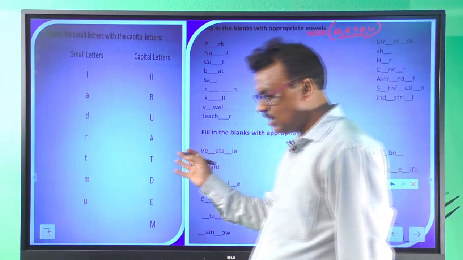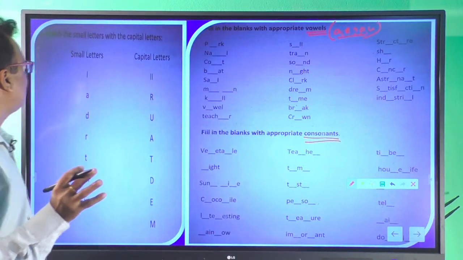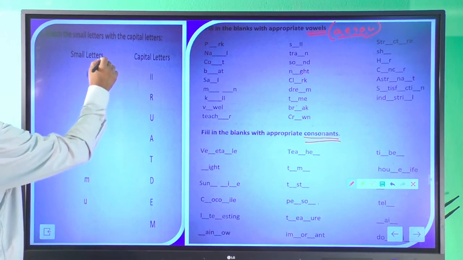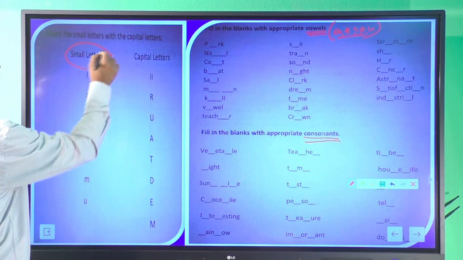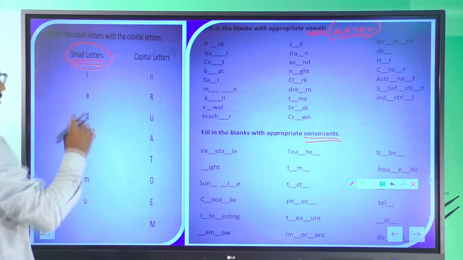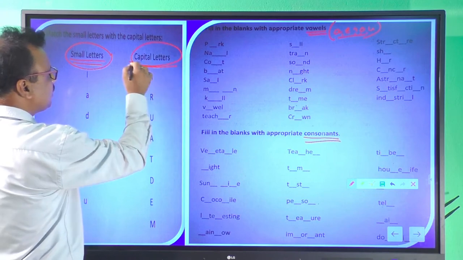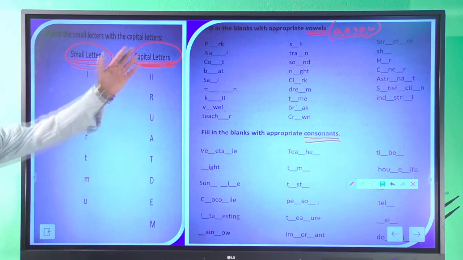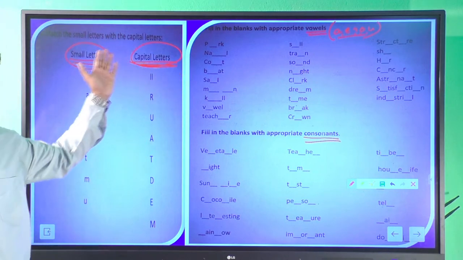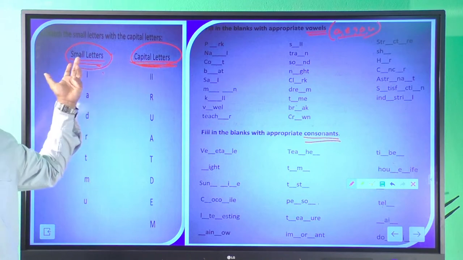And here, see, a very easy activity for you for recognition of the words. In the English alphabet there are 2 types of letters. One is small letter, we also say lowercase, and capital letters, uppercase. So uppercase, lowercase, or capital letter, small letter. I mean, in Odia, the big letter, the small letter. Which one is it?